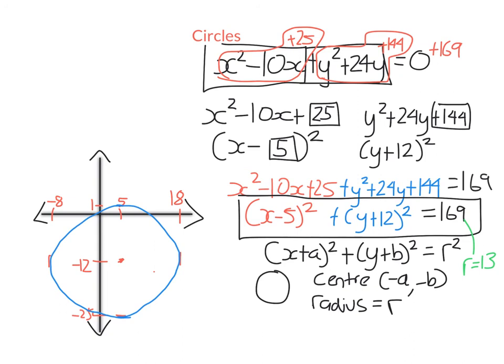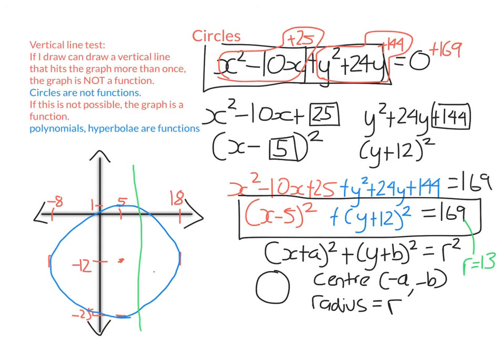It turns out circles are different to hyperbolas and any polynomial we've graphed because they are not functions. The reason they're not functions is they fail the vertical line test. The vertical line test is if I draw any vertical line and it hits the graph more than once, it's not a function. So circles are not functions because I can draw a vertical line that hits the graph more than once. Here it actually hits the graph twice.